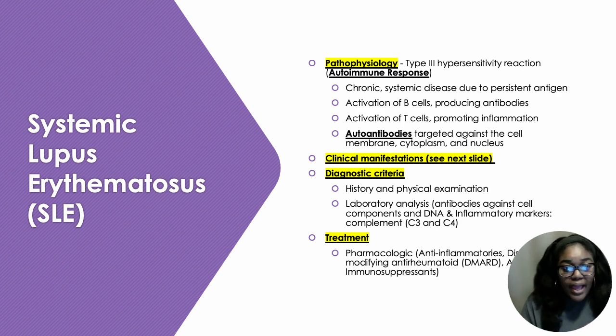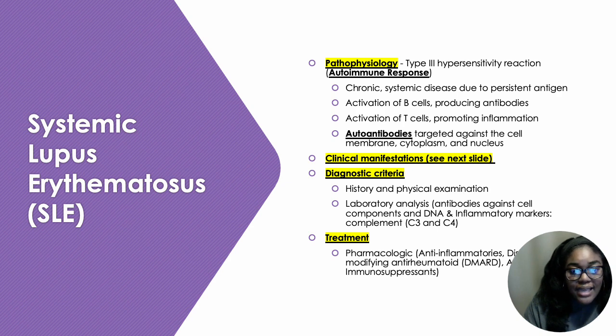SLE for short, and this is a type 3 hypersensitivity reaction. This is also known as an autoimmune response, and it is a chronic systemic disease due to a persistent antigen. The body continues to attack itself, so this is where we call this an autoimmune response. It does activate those B cells that produce antibodies against itself, and the activation of T cells, which keeps producing inflammation responses within the body.